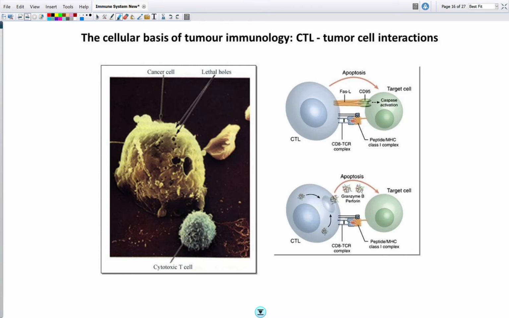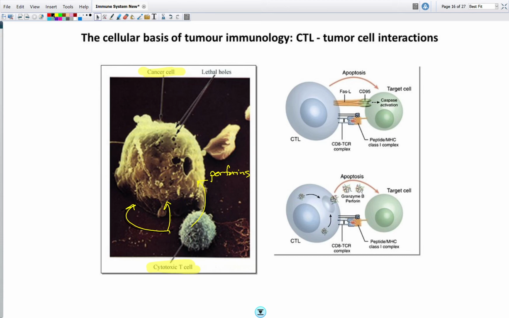This is a wonderful image of a cancer cell being attacked by a cytotoxic T cell, which is popping lethal holes by releasing into that cell all of these chemicals called perforins. I'll try to spell this correctly. Perforins are proteins that pop holes in infected cells.